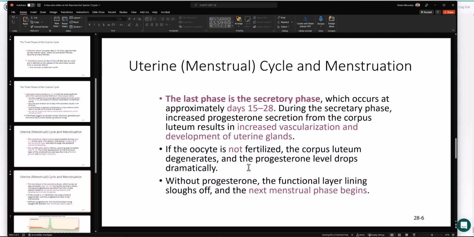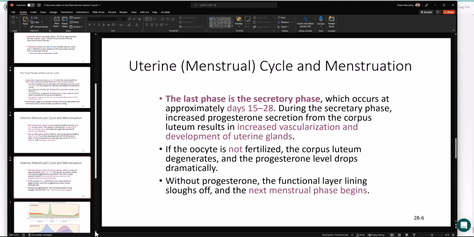Again, if there is no zygote, no embryo, then the corpus luteum will degenerate to the corpus albicans, and the menstrual cycle will begin once again. What does this look like?